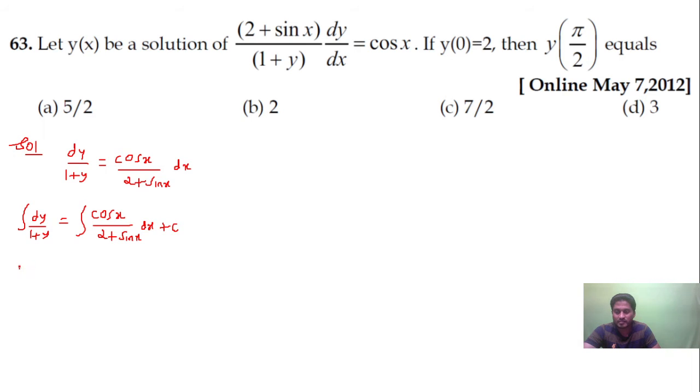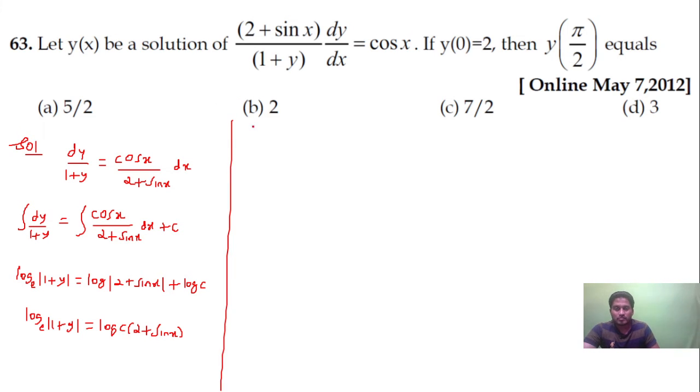Okay, integration of 1/y is log y. You differentiate the denominator, you get the numerator. So this is equal to log of 2 plus sin x, and c can be written as log c. If I equate them, you get log of 1 plus y is equal to, log m plus log n is log mn, you can write this as log of c into 2 plus sin x. If I equate the corresponding values, you will get 1 plus y is equal to c into 2 plus sin x. Okay, let us call this equation 1.